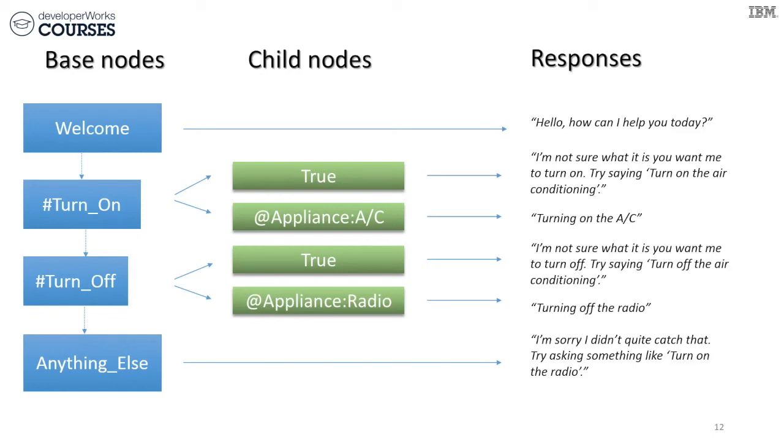Here, the turn off intent is identified, so we move on to the child nodes after that. The true node will be evaluated if there is no entity identified along with the turn off intent. For example, if you were to just say turn off without specifying an appliance, then this path would be chosen and the response would be, "I'm not sure what it is you want me to turn off," basically. The next child node is if any appliance is identified, in this case radio. If that's identified as true, then the response given is turning off the radio, and then something happens behind that to physically turn off the radio.